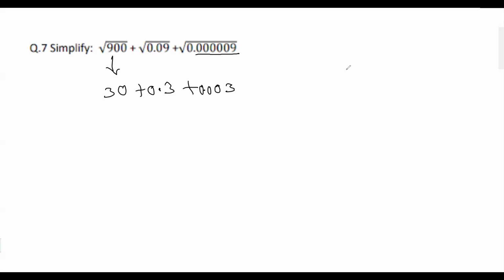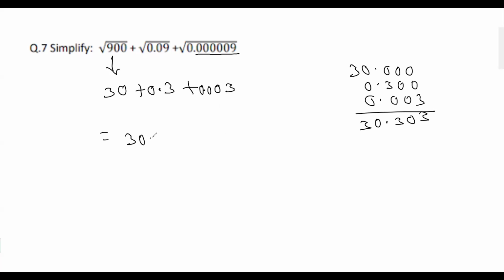Now, next is addition. You may add it like this. If you cannot do it verbally, you may write this as 0.3 followed by 300, and for this, it's going to be 0.003. So you add to get 303.03. So you'll say that this is 30.303.